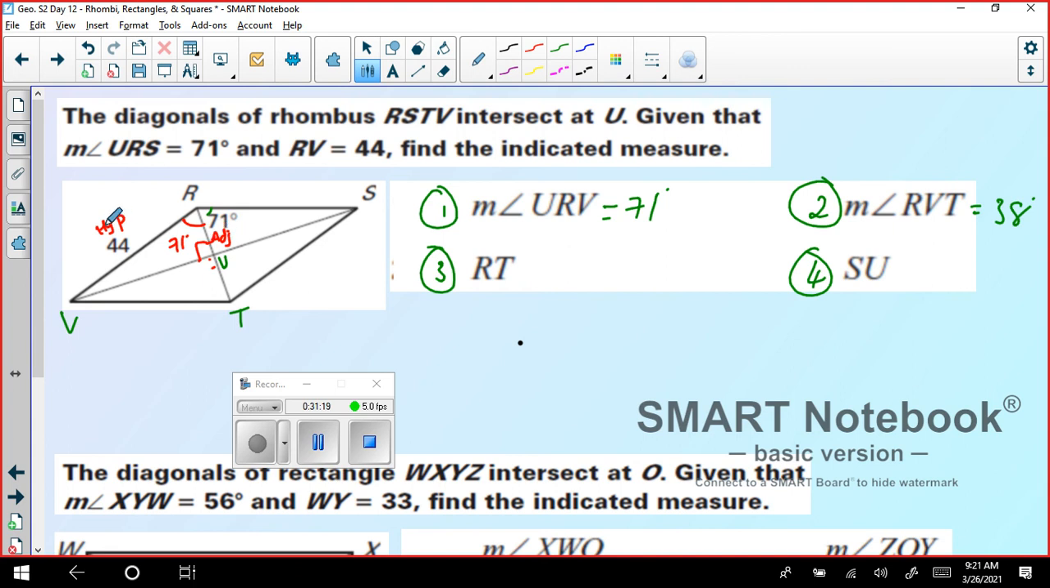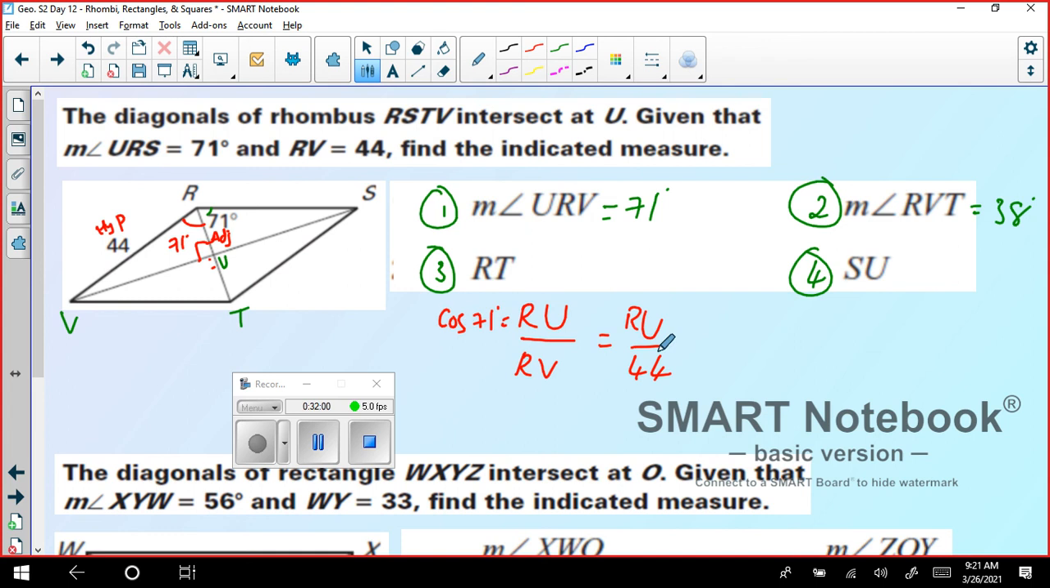When adjacent and hypotenuse are involved, I can say that cos of 71 degrees, I am applying to triangle RUT, is nothing but RU over RV. So substitute here what we have. RU I don't have, but I have RV as 44. RU over 44.